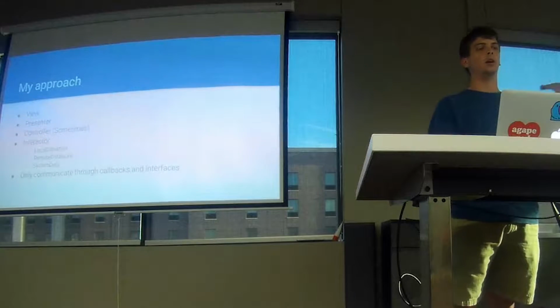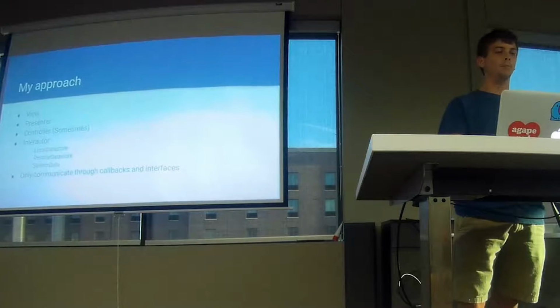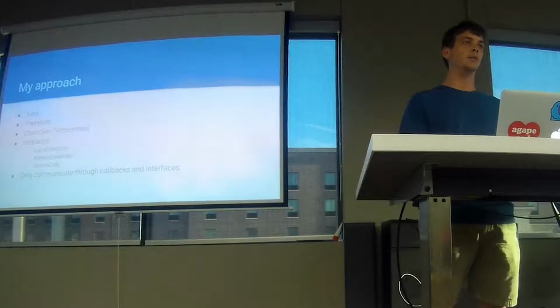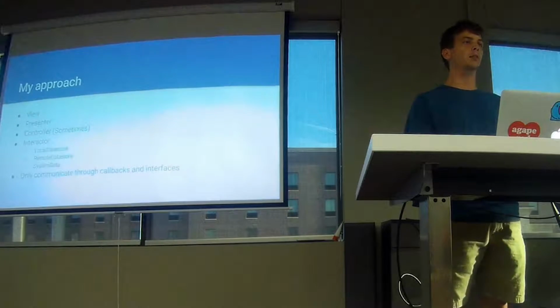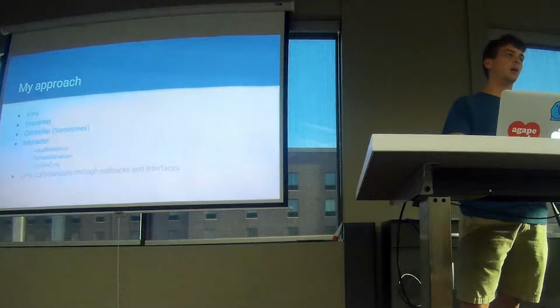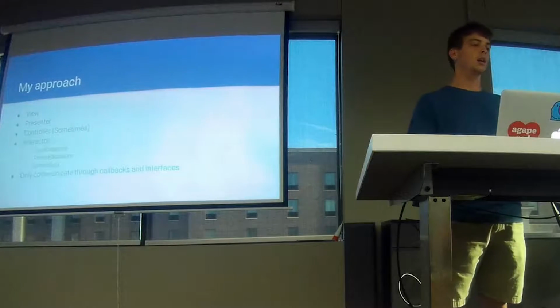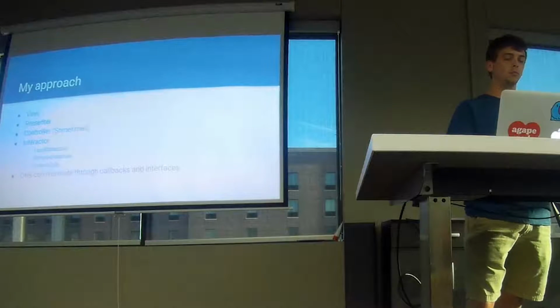These are all separate objects, separate interfaces, and the key here is I only communicate through callbacks and interfaces, which can be kind of annoying. I'm never directly calling a method from another object itself. There's always an interface that's implementing it that I'm calling. This allows it to be easily mocked later on, so you can test it a lot easier, which I'll show here in a little bit.